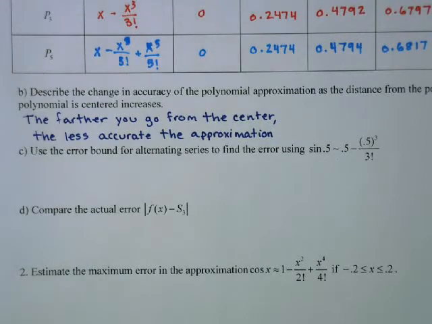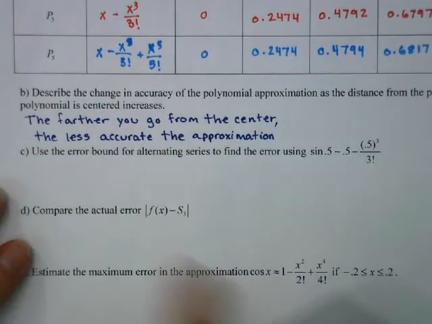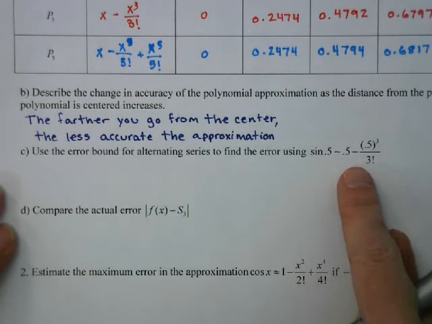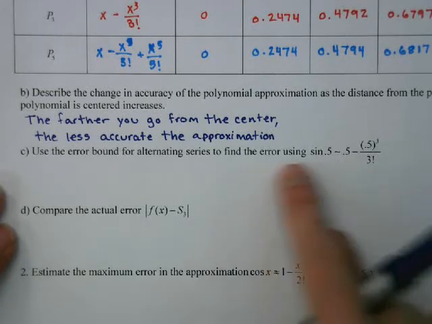As a follow-up, describe the change in accuracy of the polynomial approximation as the distance from the point where the polynomial is centered increases. Basically, the farther you go from the center, which in this case is 0, the less accurate the approximation is going to be. It says to use the error bound for the alternating series to find the error using sine 0.5.